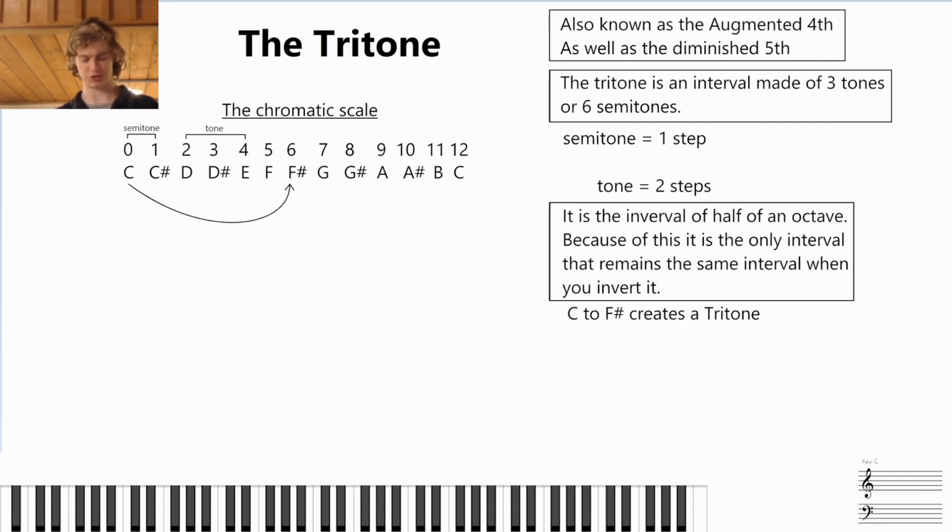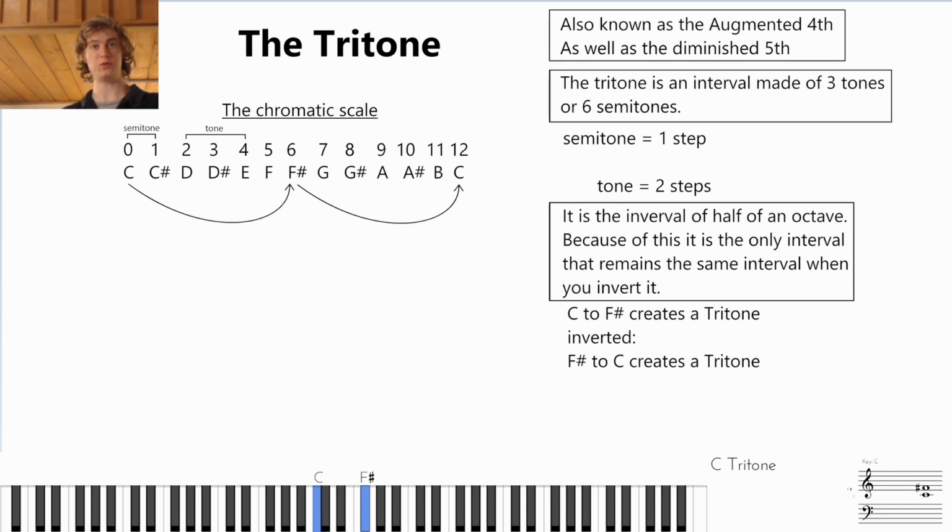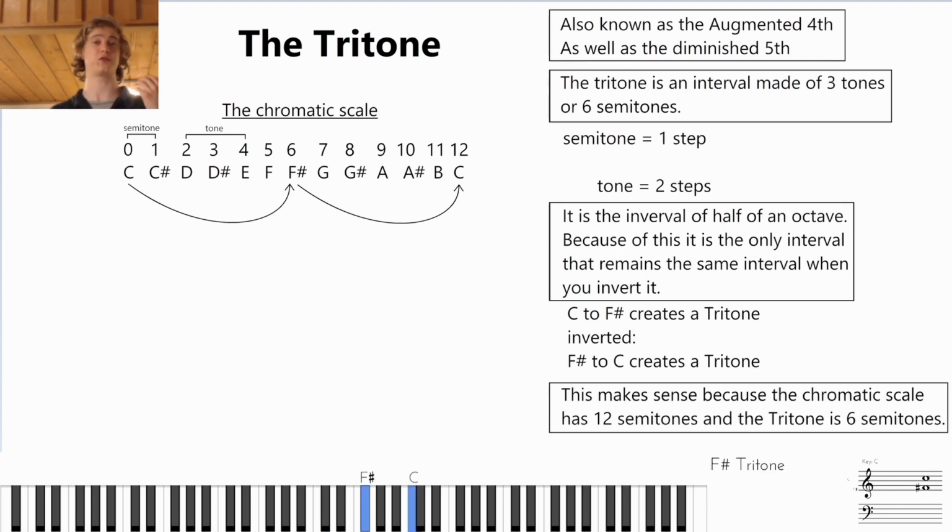So the example I've been showing is C to F sharp, so that creates a tritone. So now if we invert it, we get F sharp to C, which is still a tritone. This makes sense because the chromatic scale is 12 semitones and the tritone has 6 semitones. So to further make sense of this, if you look at the chromatic scale here, you always start the first note that you're starting on as 0, and then you count the next possible note after that as your 1. And because of this, if we think 0 plus 6, we end up on F sharp, and this makes sense.